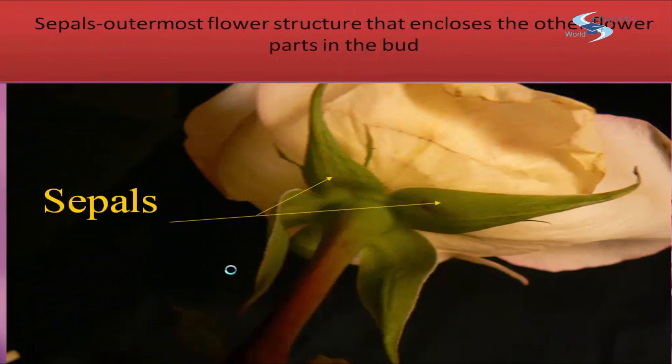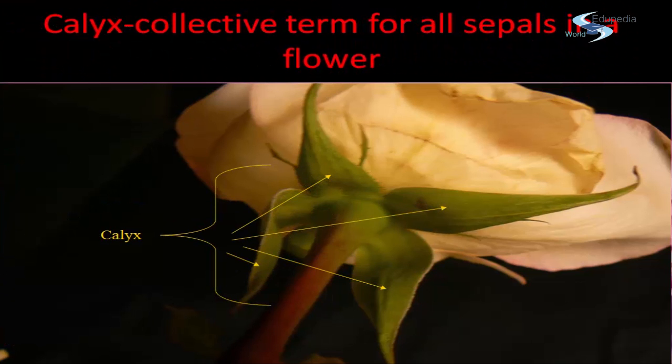Sepals are the outermost flower structure that encloses the other floral parts in the bud. So this is the first whorl, and petals are the second whorl of a plant. Calyx is a collective term for all the sepals in the flower.